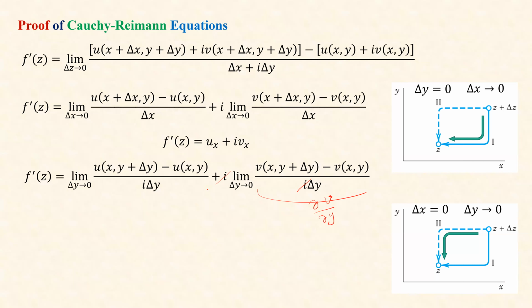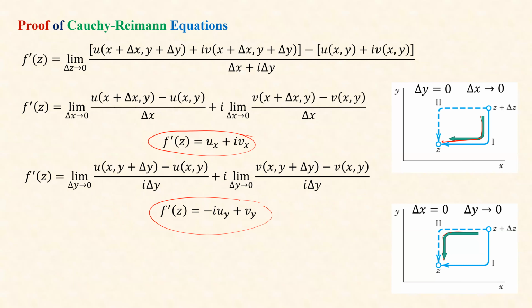right? And here you can bring i outside. 1 over i becomes negative i, and then it becomes negative i times partial of u with respect to y. All right, so it becomes partial v with respect to y minus i partial of u with respect to y. All right, minus i partial of u with respect to y plus partial of v with respect to y. So if you go this way, you get this. If you go that way, you get this.